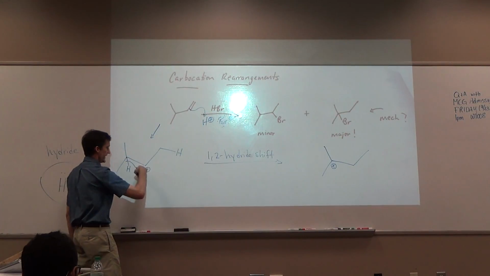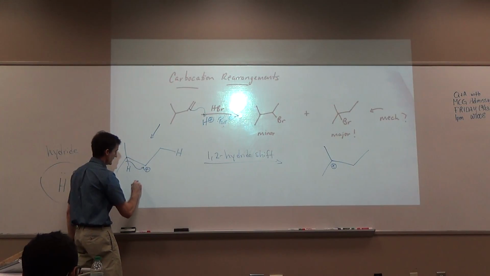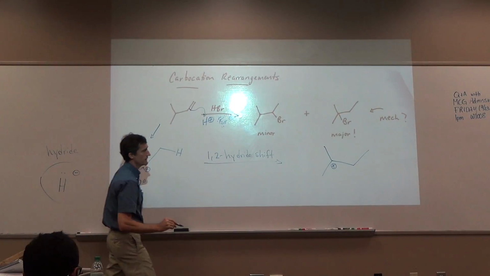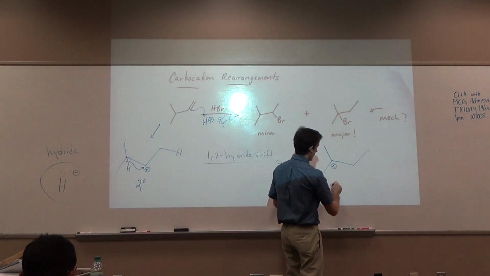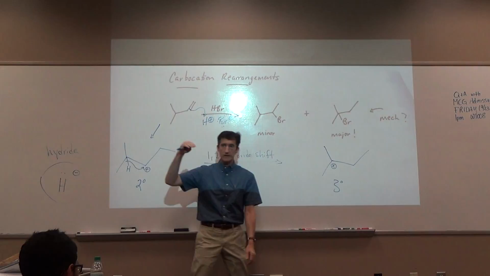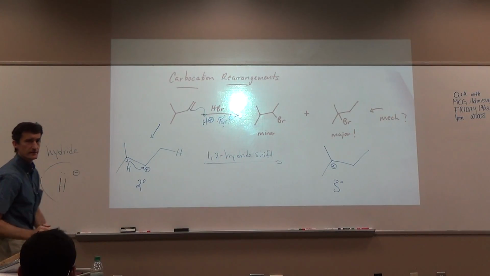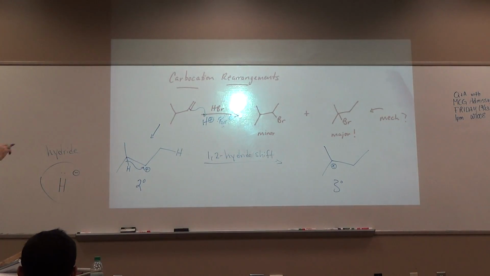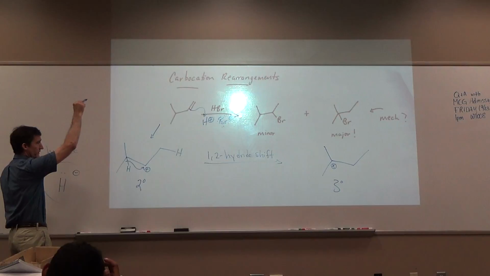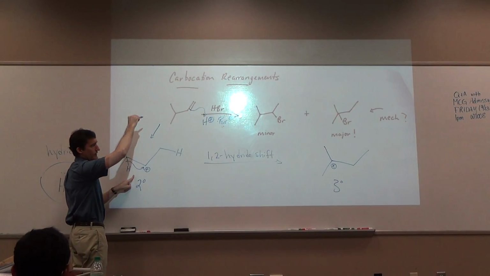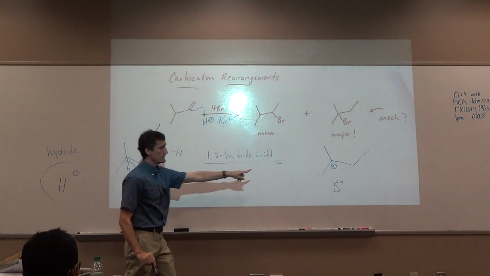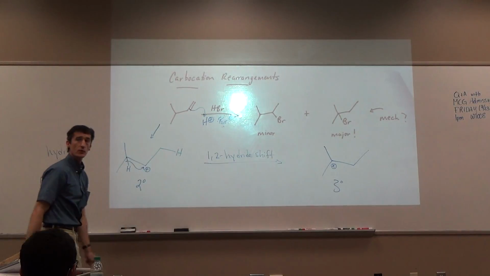Well, this is what type of cation in terms of substitution? Secondary. What do we have now? Tertiary. So we went to a lower energy intermediate. They're both intermediates. If we were to write a reaction coordinate diagram, we would have one intermediate here, and then we would go to a lower one here, because it's tertiary, it's more stable, lower energy.